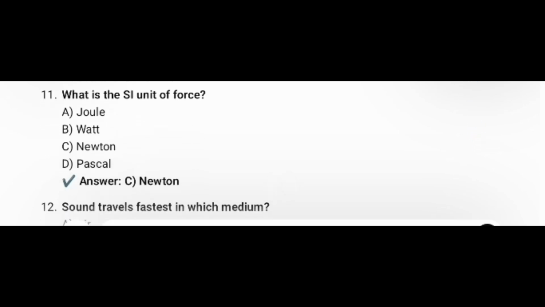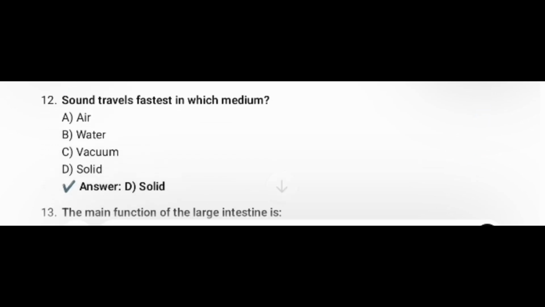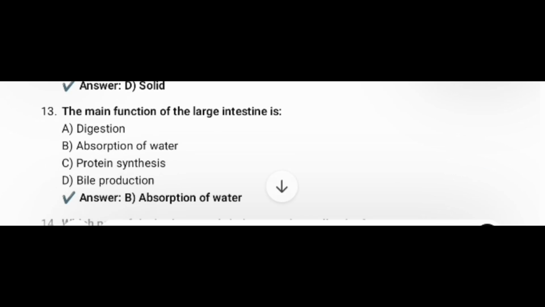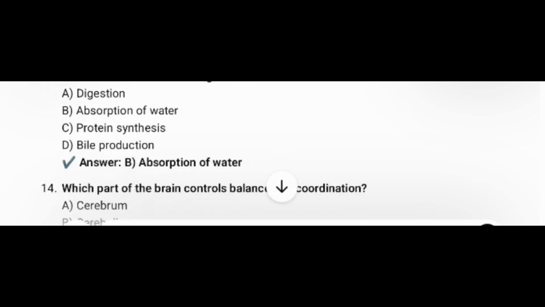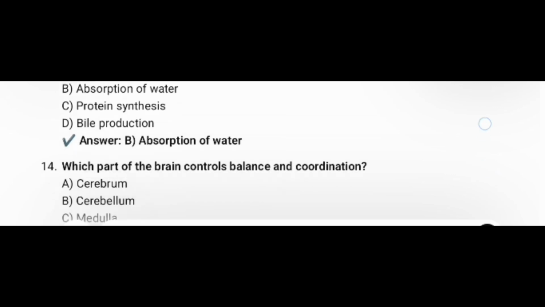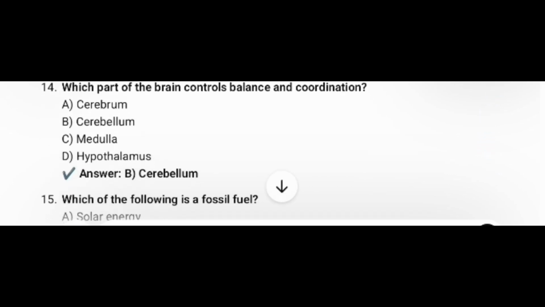Next, sound travels fastest in which medium? Correct option is option D, solid. Next, the main function of the large intestine is, correct option is B, absorption of water. Next, which part of the brain controls balance and coordination? Correct option is B, cerebellum.